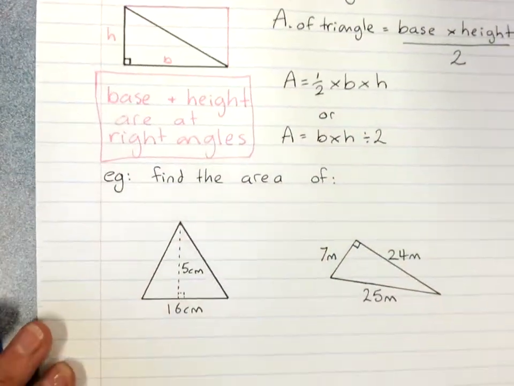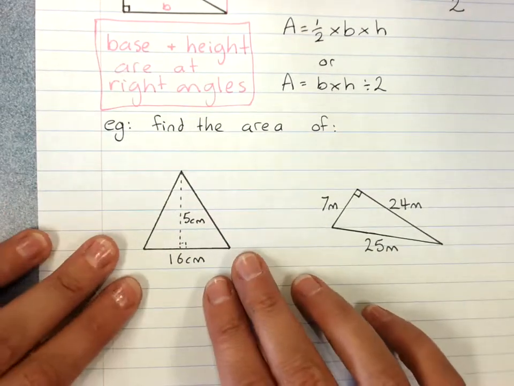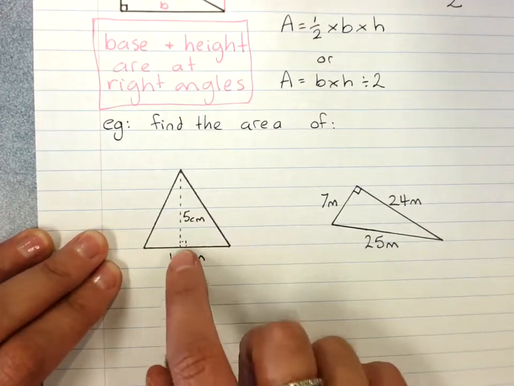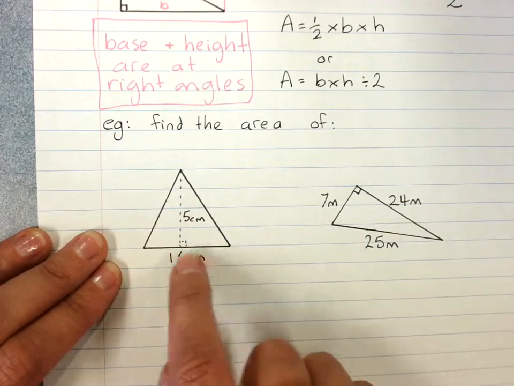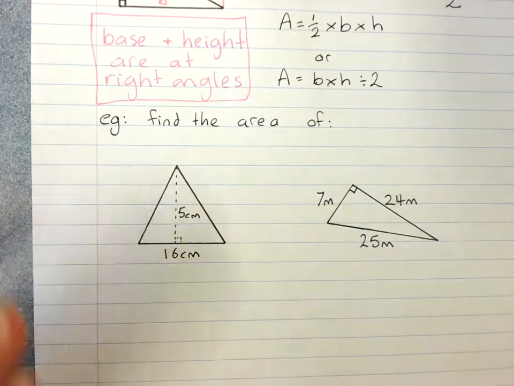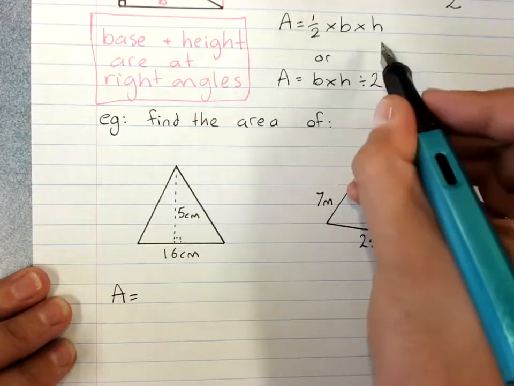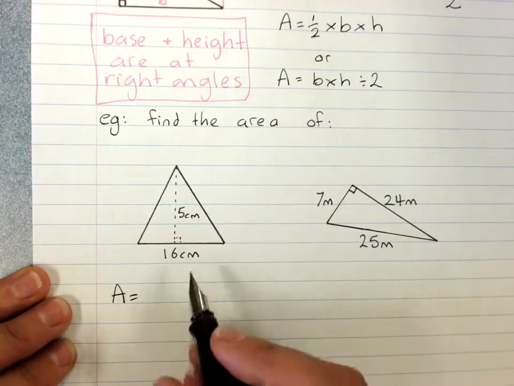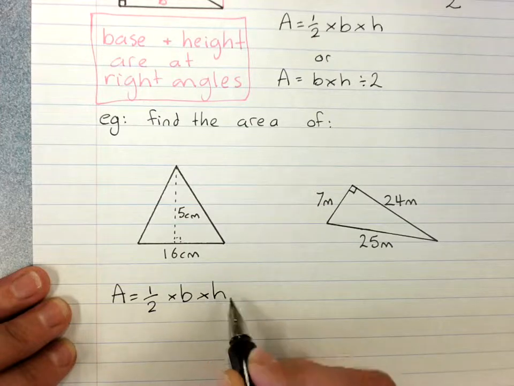So when we're finding the area of triangles, here I've got a triangle, the base and the height is shown in the middle, and I can see that they're at right angles, so I need this dimension and this dimension. You write your formula. I'll start with the first formula for this one. It doesn't matter which one you want to use. Half times base times height.